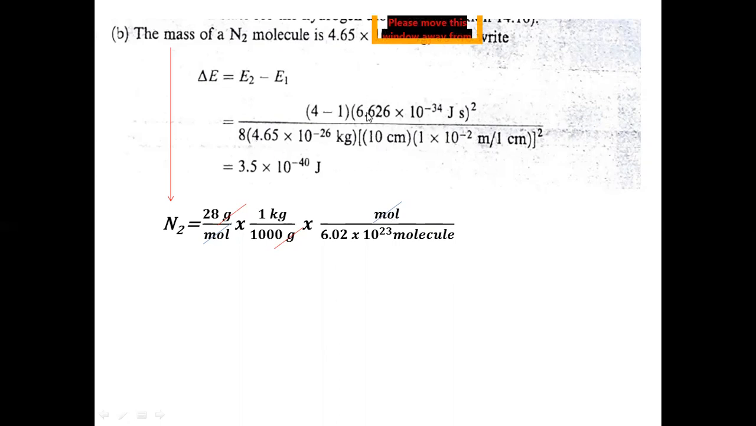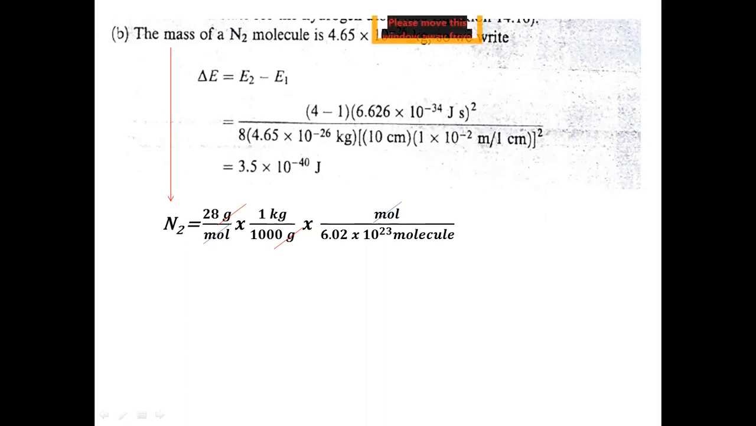And again, rest all these are the same. You would be using the same energy levels, Planck's constant, the mass of the nitrogen molecule. And again, remember, the data given about the length of the box or the container was 10 centimeter. So you have to again convert the centimeter into meter, and 1 centimeter will be equal to 10 exponent minus 2 meter, or 1 meter will be equal to 100 centimeter. You can put any of the conversion factors over here because it will give you the same answer. So again, 1 centimeter is cancelled out, meter is left, and then there is the same unit conversion over here. You will get the value of 3.5 times 10 exponent minus 40 joule.